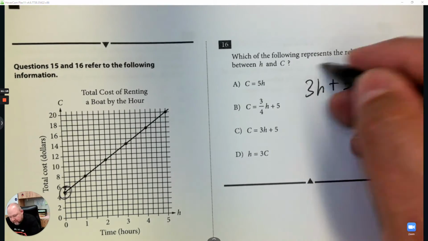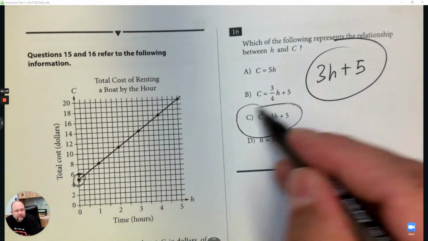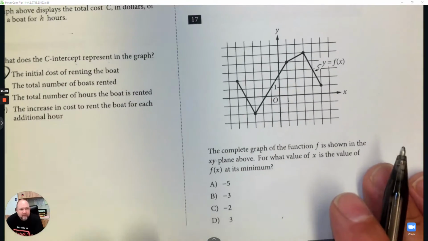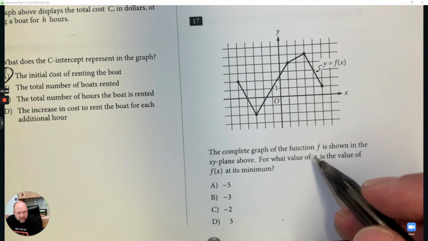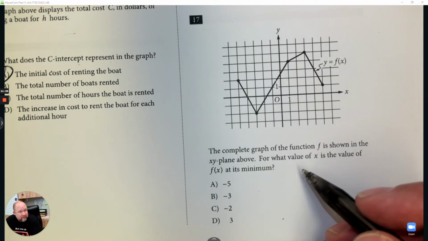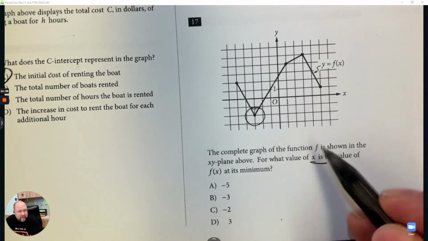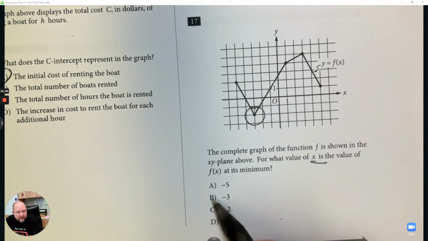And the initial price is 5. So the slope and the y-intercept. 17. The complete graph of the function f is shown in the xy plane above. For what value of x is the value of f at a minimum? So there's the bottom. What's the value of x there? 1, 2, 3. That would be negative 3.